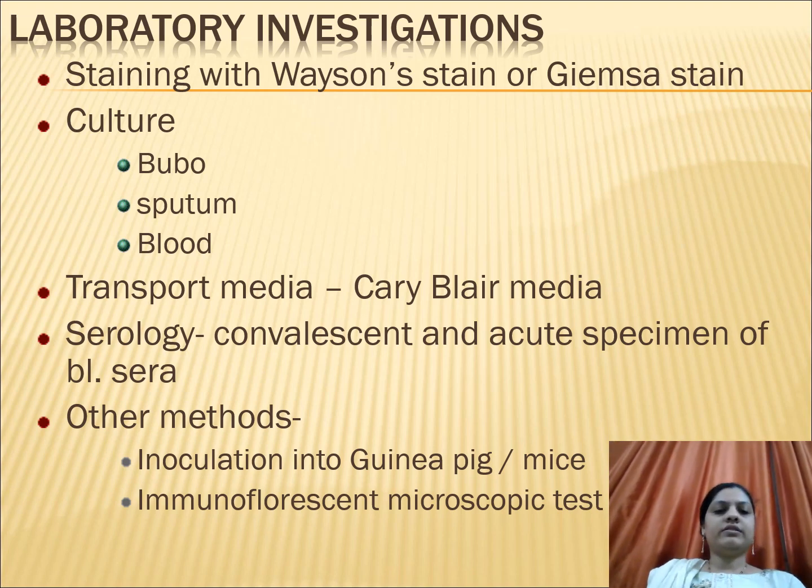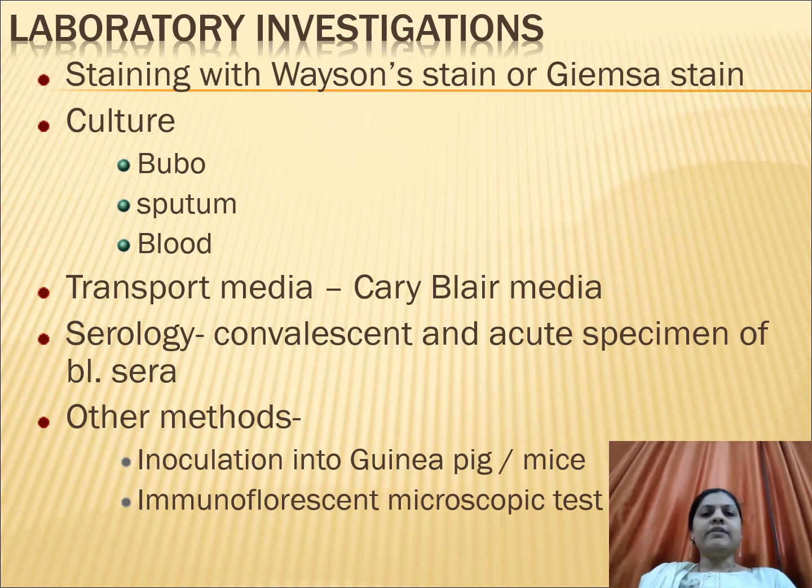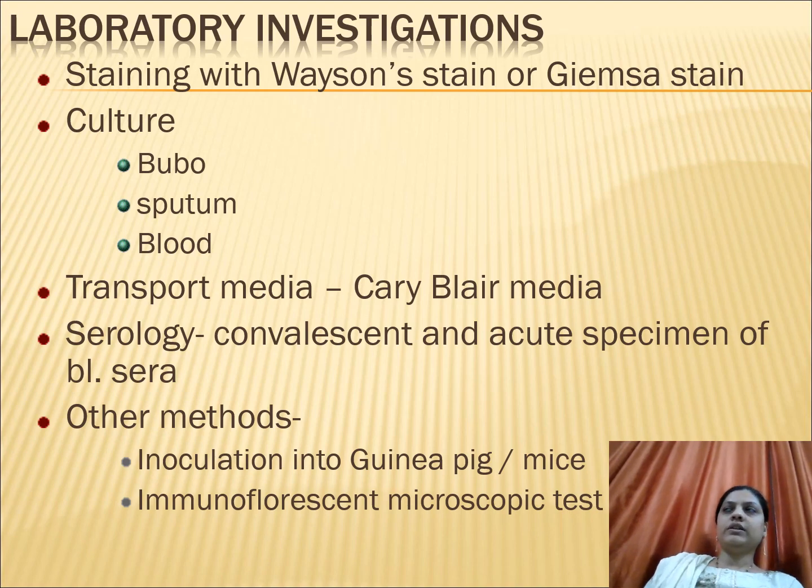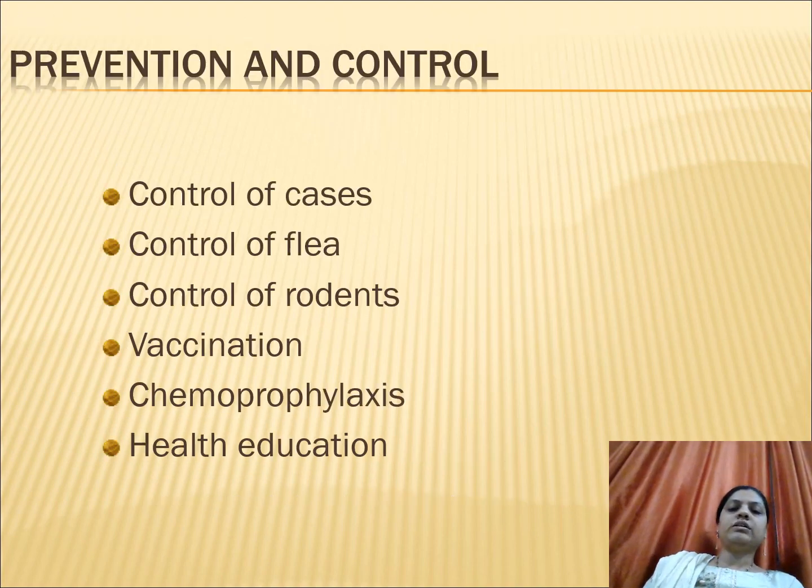Lab investigations. Staining with Wayson stain or Giemsa stain. On the stain it shows the safety pin appearance. Then we can culture the secretion of the bubo, or the sputum or blood. The transport medium which is used is Cary-Blair medium, and you can obtain the convalescent sera and the acute specimen and do the serology. Other methods are inoculation in guinea pig and immunofluorescent microscopic test.